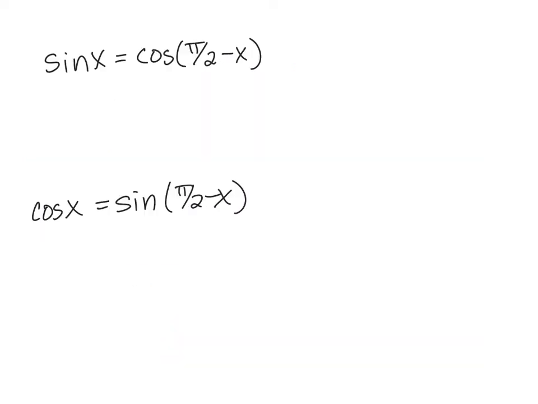Okay, we learned these cofunction identities early on, where the sine and the cosine, because they're cofunctions of each other, are just the opposite angle of whatever angle x is. You flip the adjacent and the opposite, and you get the cofunction when you have 90 minus.